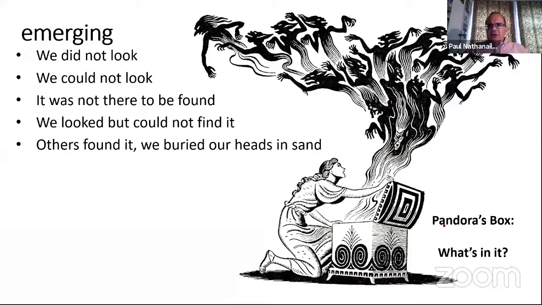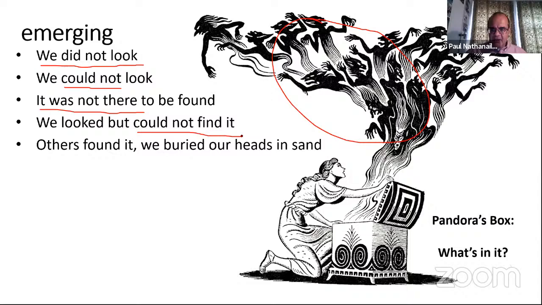So if we have emerging contaminants like the PFAS, well, why have they suddenly emerged from Pandora's box, if you know your Greek mythology? Well, we may not have looked. We didn't think to test for them. We didn't have the ability to test for them. Maybe in some places, the contaminant just wasn't there anyway. Maybe our analytical capabilities weren't good enough and we could not detect it. And then maybe, and these chemicals have been around for decades, maybe others looked and found it and we chose to bury our heads in the sand and pretend it isn't there.